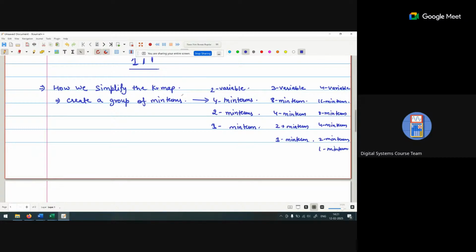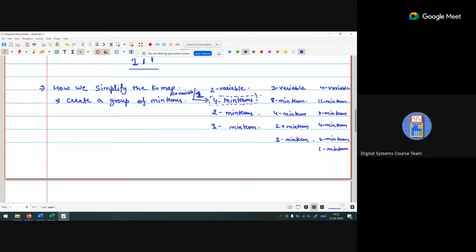Now, when we create a group, after that we have to represent the mean term, or SOP term, with respect to this group. So if a group of four mean terms is created in a two variable K map, the available variable is no variable. So the answer is one. That means no variable. I just explained this also. Similarly, in the three variable K map, if a group of eight is created, the answer is one. That means no variable. This particular term is not dependent on any variable.